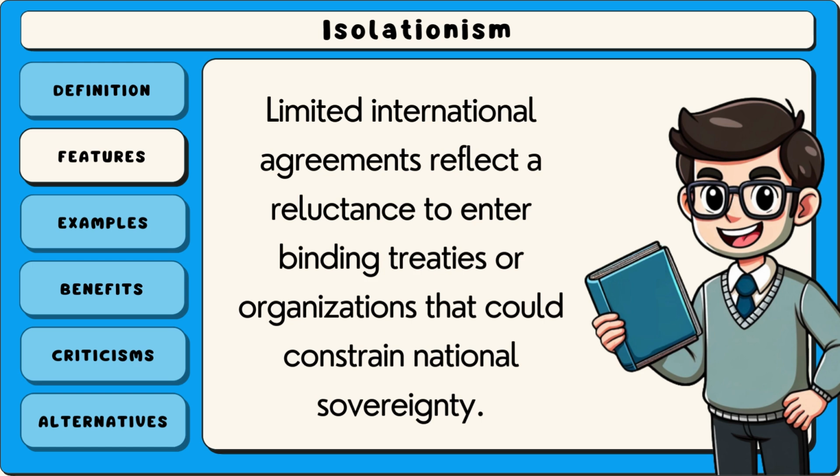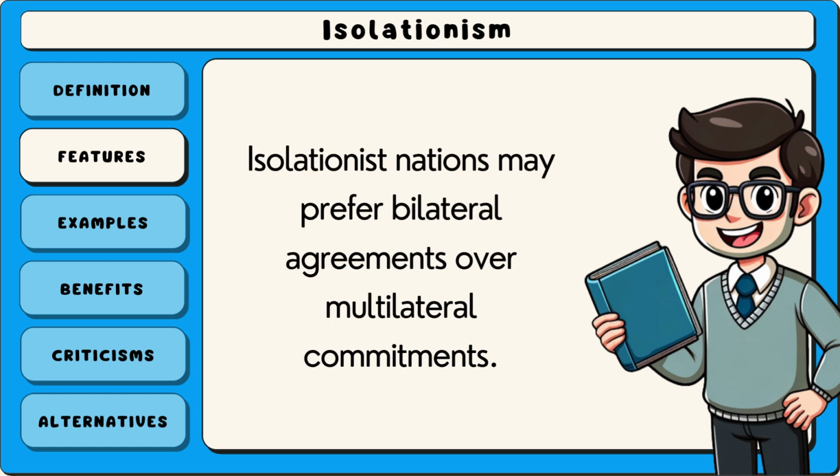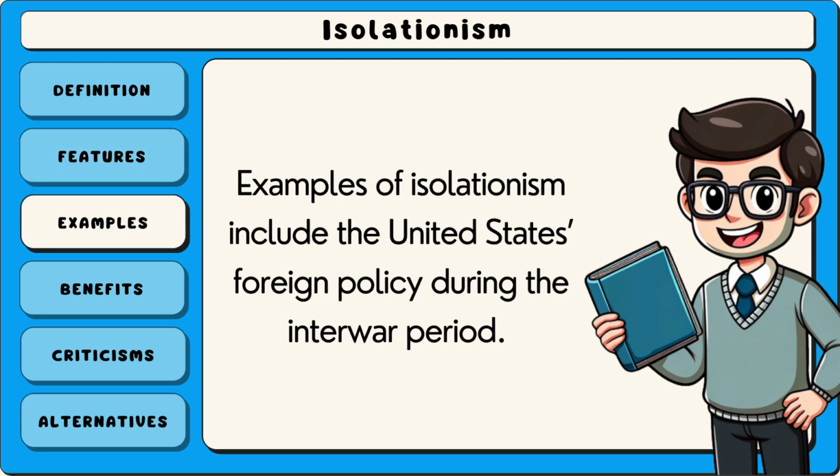Limited international agreements reflect a reluctance to enter binding treaties or organizations that could constrain national sovereignty. Isolationist nations may prefer bilateral agreements over multilateral commitments. Examples of isolationism include the United States foreign policy during the interwar period.